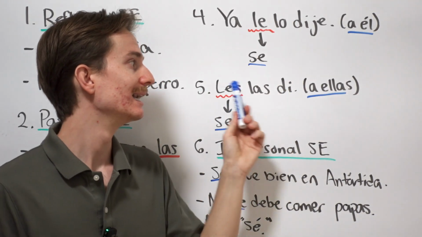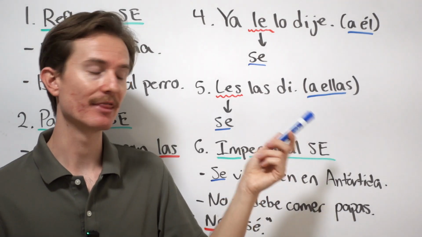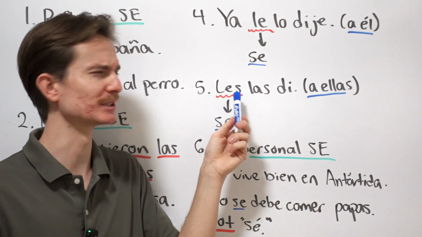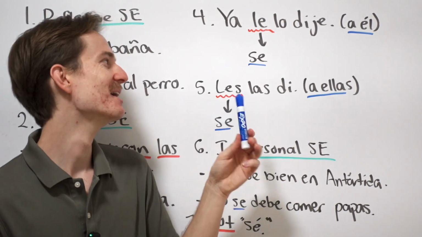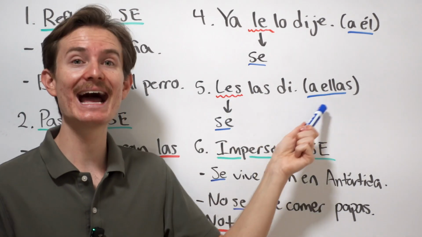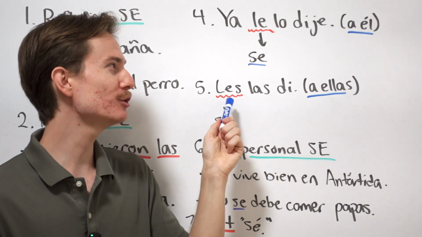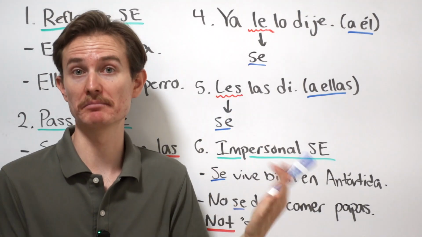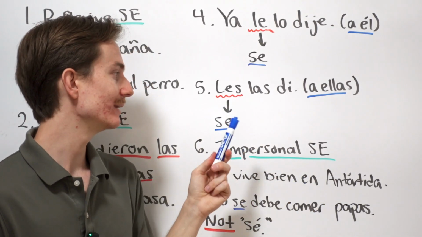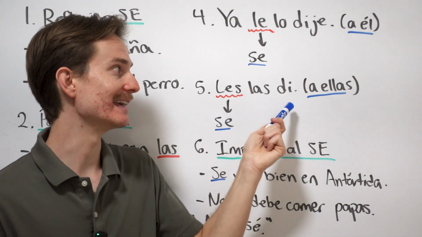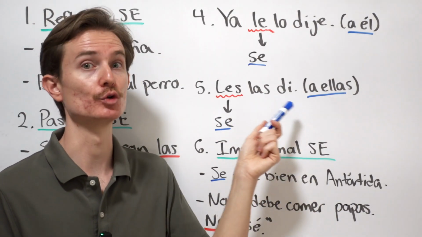Same thing here, right? Les, las, di. That is incorrect, okay? You cannot have Lilo and Stitch in Spanish or Lilos and Stitches in Spanish. Les, las, di a ellas, okay? So I gave them to them. Sounds weird, but that's pretty much what that translates to. So now les becomes se. Se las di. I gave them to them.